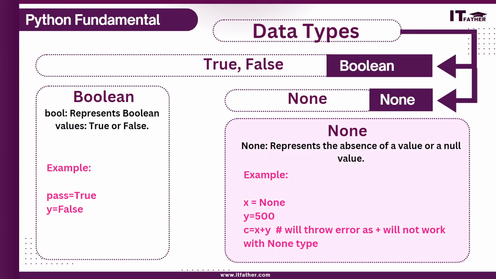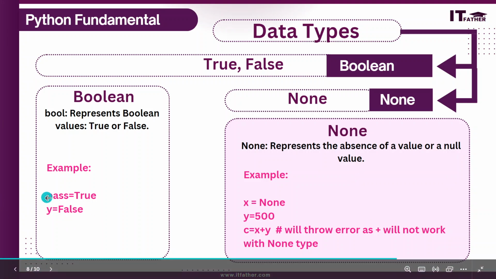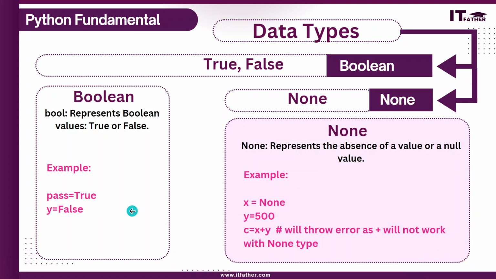Next we have boolean. Boolean is a special type in Python which is used to hold a value in the form of true or false. Sometimes we use expressions where the output is always coming as true, or sometimes the output is always coming as false. Those outputs can be stored in a boolean type of value. For example, if we write pass equal to True, it means pass has the value true. Wherever we use this value pass, it will present true. True means 1 and false means 0, right?